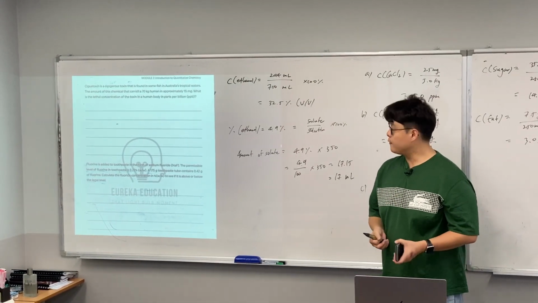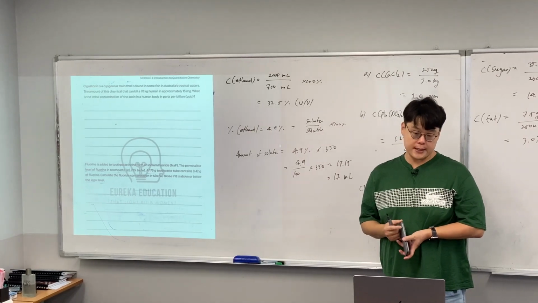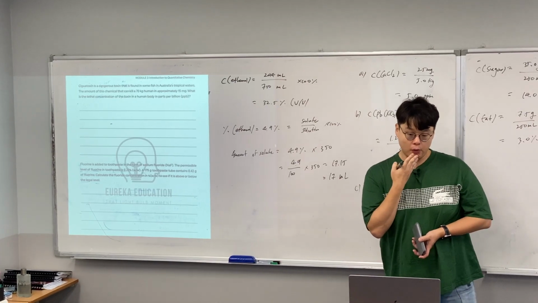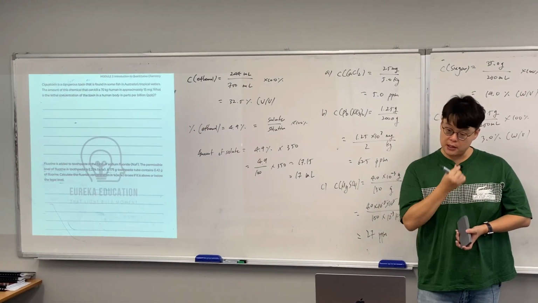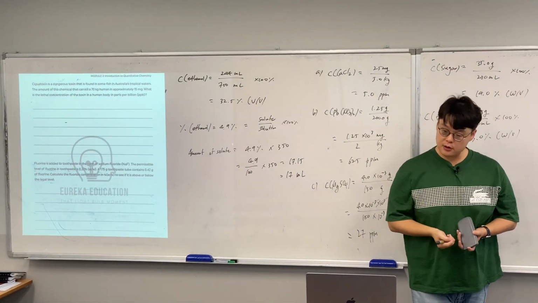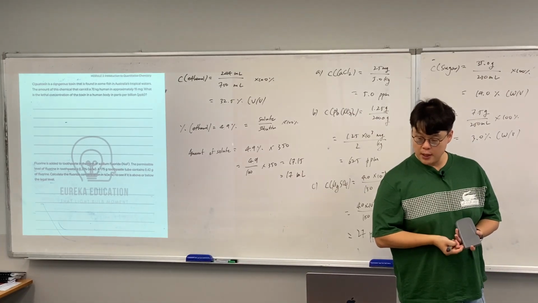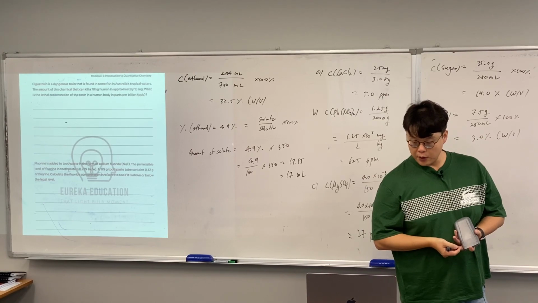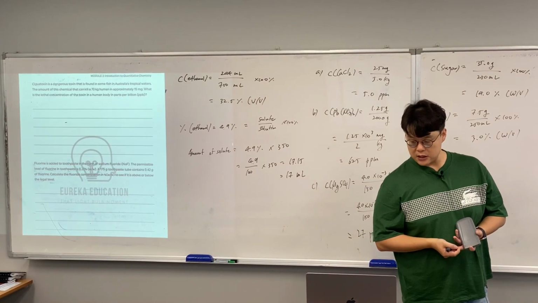Next one, fluorine is added to the toothpaste in the form of sodium fluoride, NaF. The permissible level of fluorine in the toothpaste is 0.22% weight per weight. A 175 gram toothpaste tube contains 0.42 grams of fluorine. Calculate the fluorine concentration in percentage to see if this is above or below.